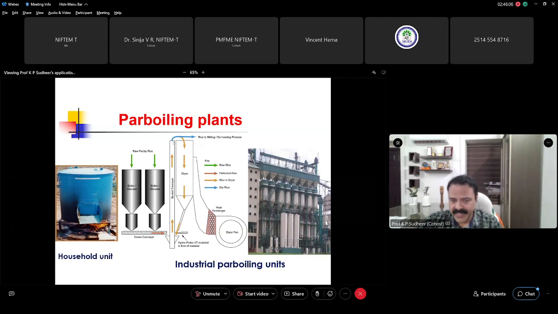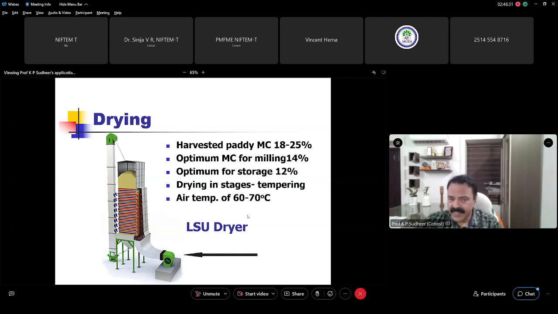So why are we doing this? That's very important, because the crucial thing in this tempering or drying process is the moisture content. The harvested paddy usually contains 20 to 25% moisture content, and the optimum moisture content for shelling is 14%, and for long storage we have to keep it at 12%.